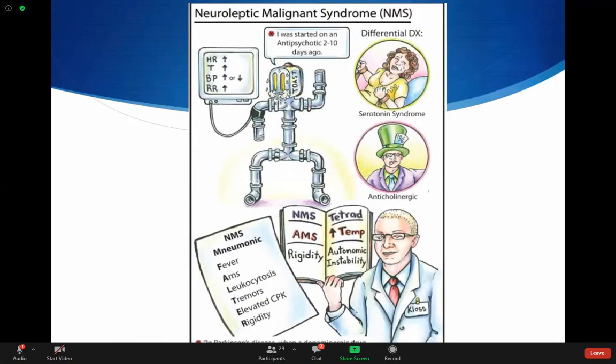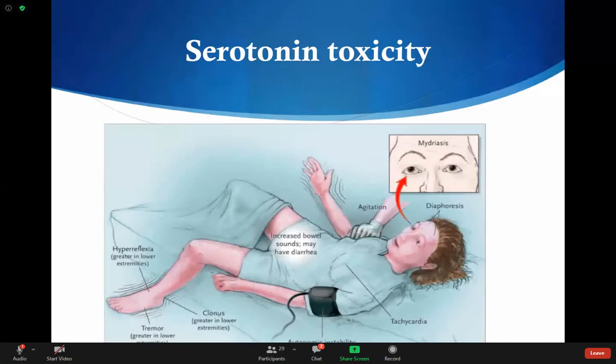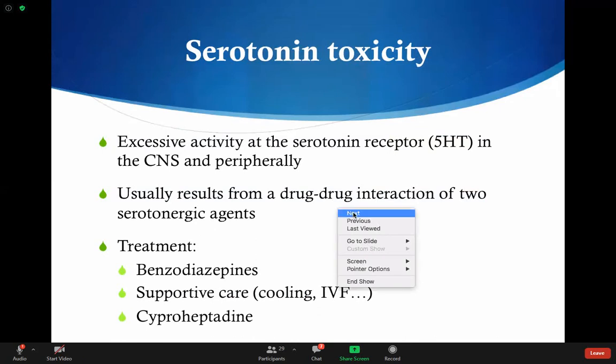I'll show you the picture again. Look at the serotonin, the patient is trying to get off the bed. They're hyper in the bed. So that's a big difference that clinically can easily differentiate between the two, okay?